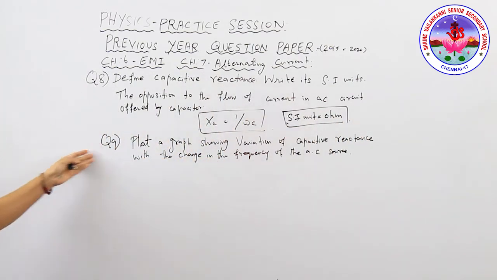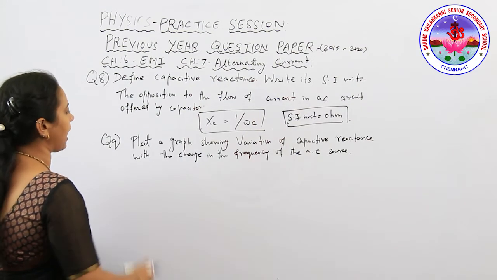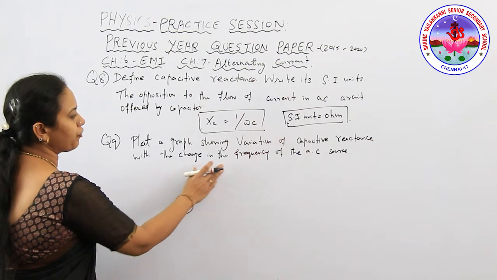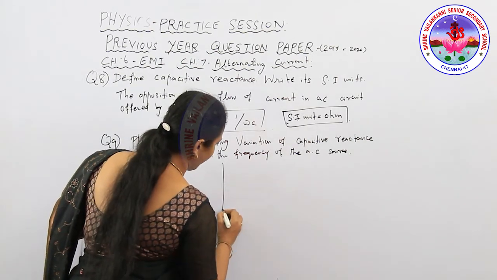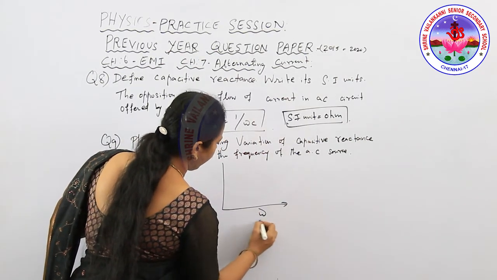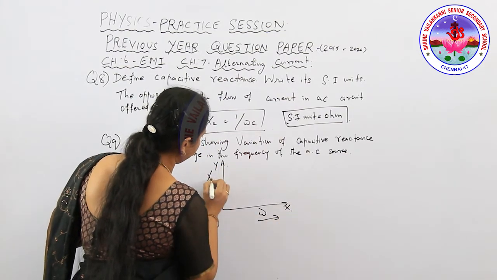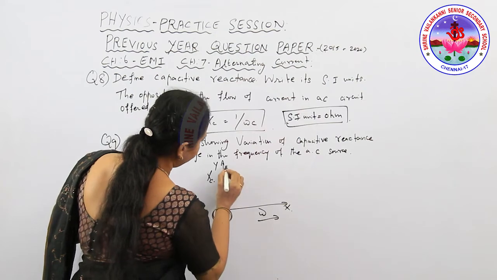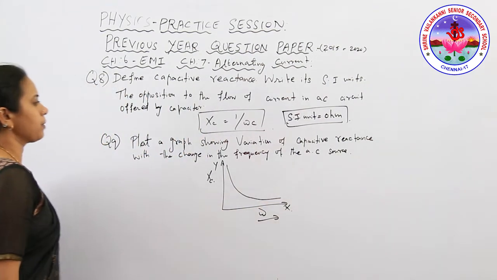Next question: plot a graph showing the variation of capacitive reactance with a change in the frequency of the AC source. See, it is inversely proportional. Omega you can take on the x-axis, and on the y-axis you can take XC. Then the graph will look like this, right?